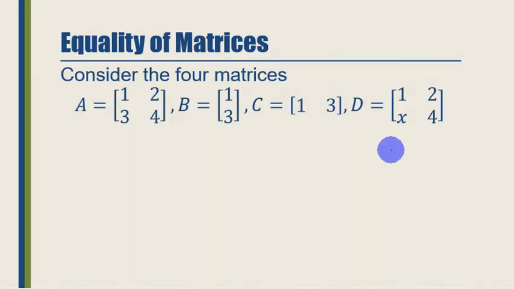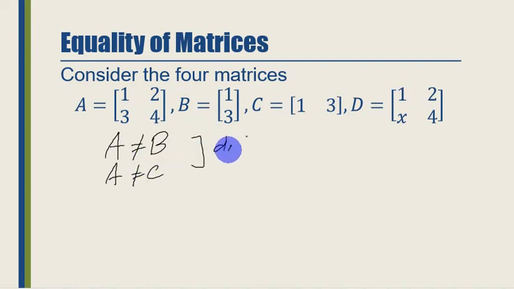For example, let us consider the four matrices. A with elements 1, 2, 3, 4. B with elements 1, 3 for columns. C with elements 1, 3 in the rows. And D with the elements 1, 2, X, and 4. Now, immediately, we can say that matrix A is not equal to B, A is not equal to C, because they are of different sizes. Remember, matrices should be equal if they would have the same sizes. That's the first condition. Now, matrix A and matrix D can be equal.